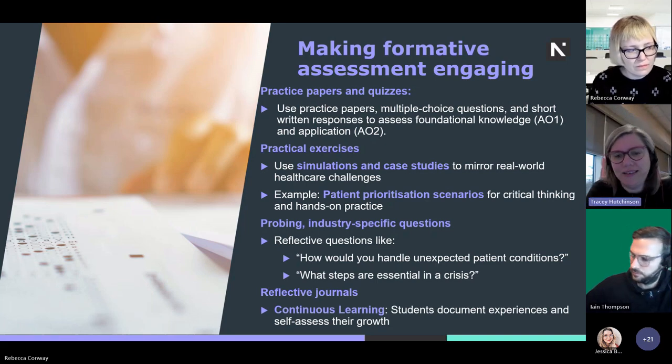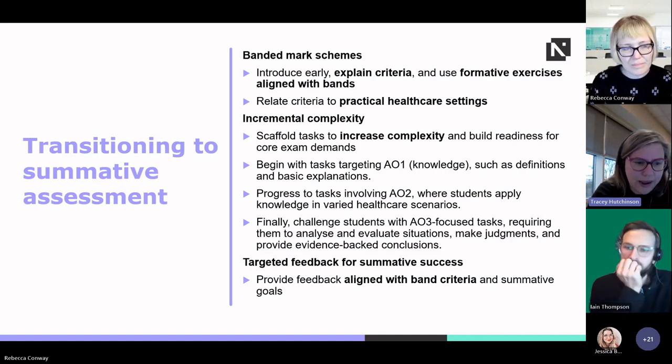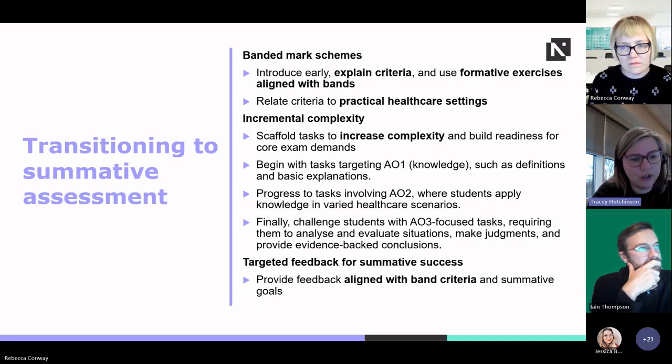So how do we then transition to summative assessment? This is where banded mark schemes and utilising them within your role is really important, really helping your students' understanding of the marking criteria. It gives clear expectations and guides students towards summative assessment.